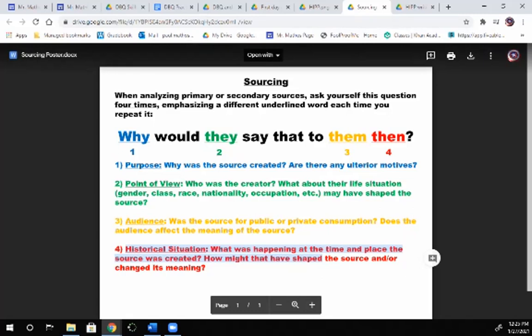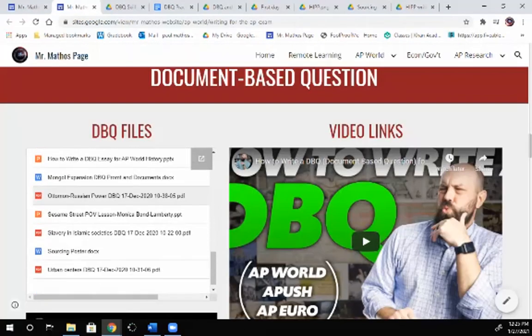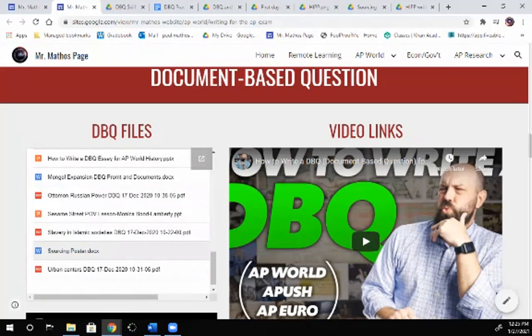Again, this is titled Sourcing Poster. You can find that right here, Sourcing Poster. All right, so all the handouts are here for you.